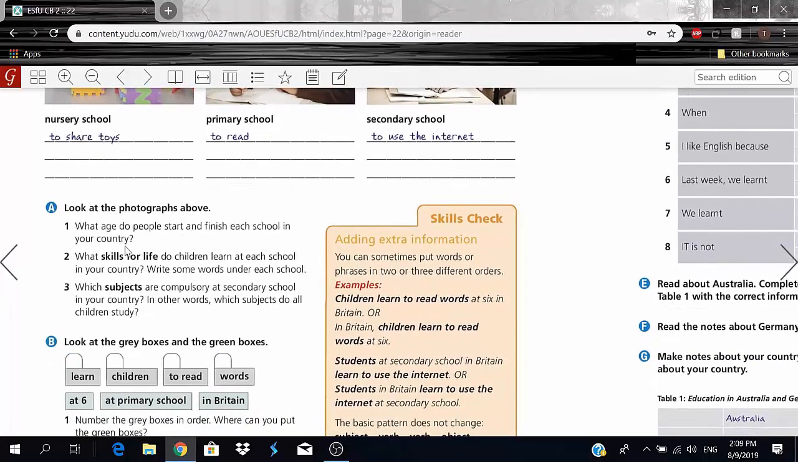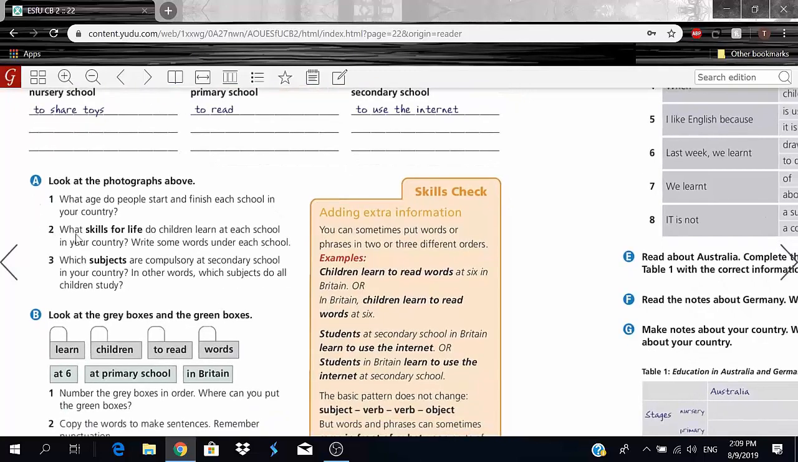So we have, what age do people start and finish each school in your country? So obviously this will be entirely up to you, but for me personally, I think they start at around 4 or 5, at least that's when I started, and they finish school at around 18 or 19 if he's 1 year late. Okay? Number 2, what skills for life do children learn at each school in your country? Write some words under each school.